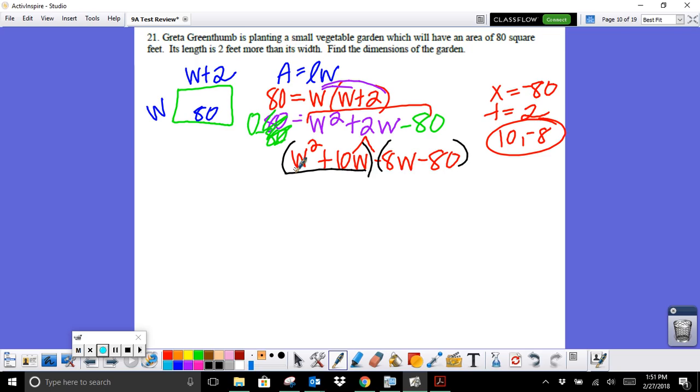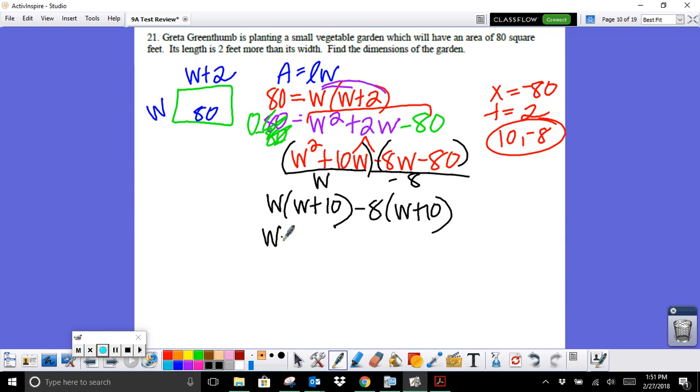My first group, if I'm going too fast, just pause it. So my first group has a W in common. That leaves me with W plus 10. My second group has a negative 8 in common. That leaves me with W plus 10. So my two factors here are W minus 8, W plus 10. These are my factors. I need to find solutions.